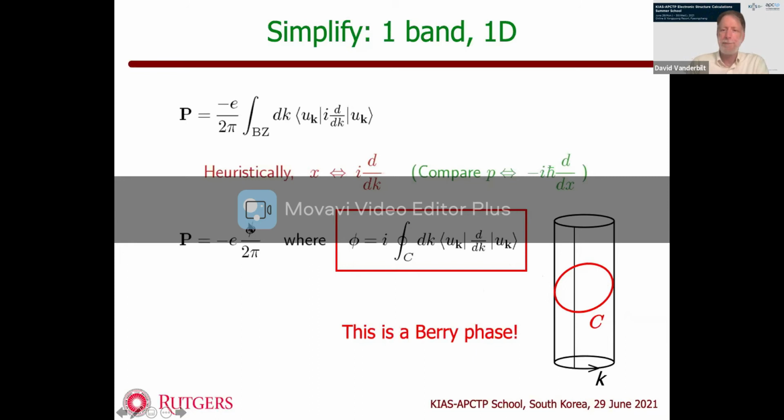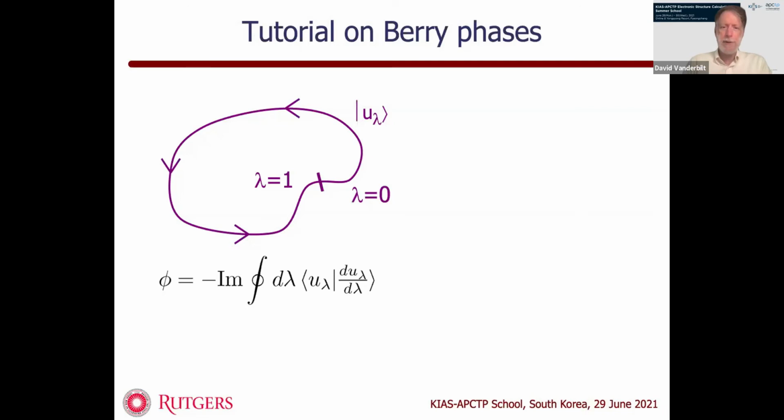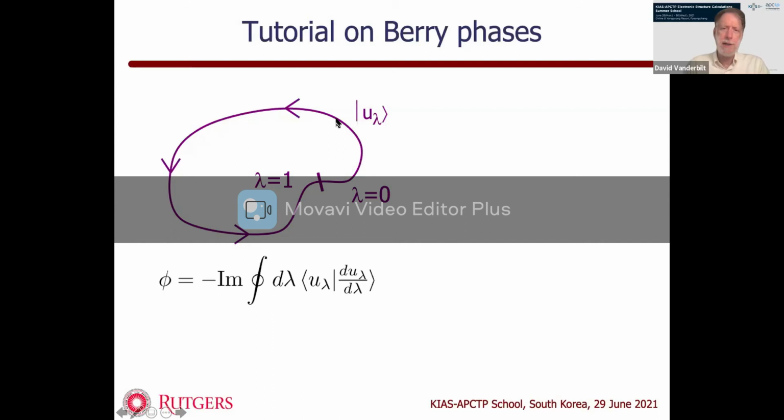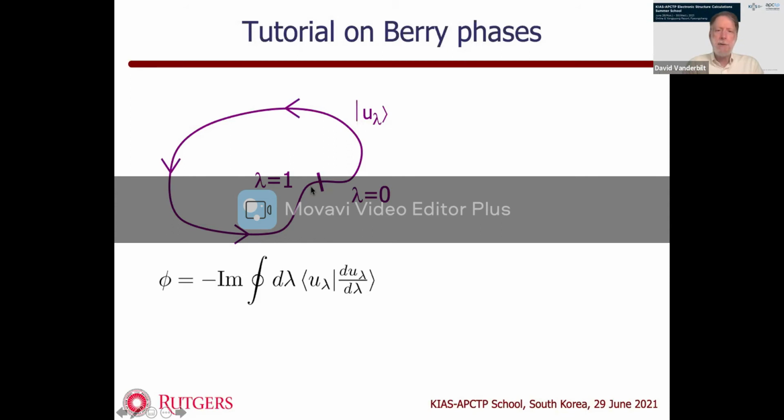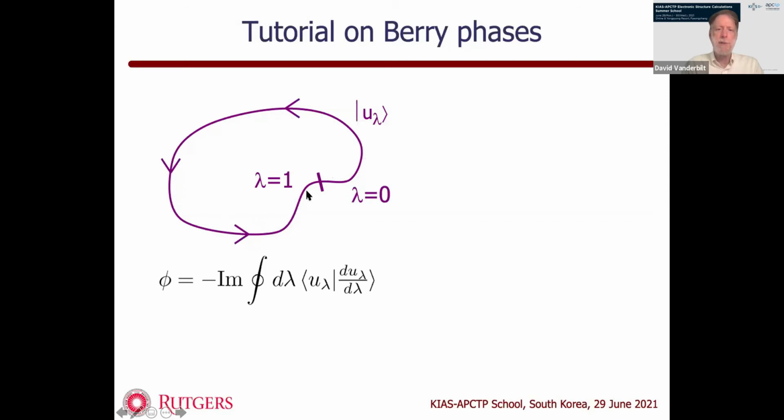You may have seen this before in some context. Here, I'm imagining that I have some state of a system. In some other context, the system might be something like a molecule. Lambda is a parameter which might describe, for example, the distance between two atoms that I'm varying by hand and some other atoms. And so I take the system around in a loop. For example, I move some atom to the right and then up and then left and then down, come around in a closed loop, and I parameterize this with lambda as a continuous parameter going from 0 to 1.